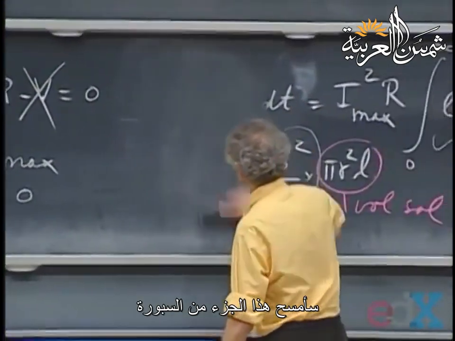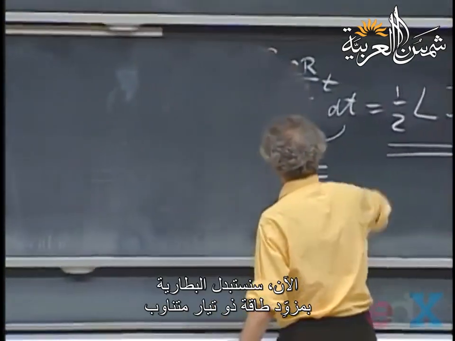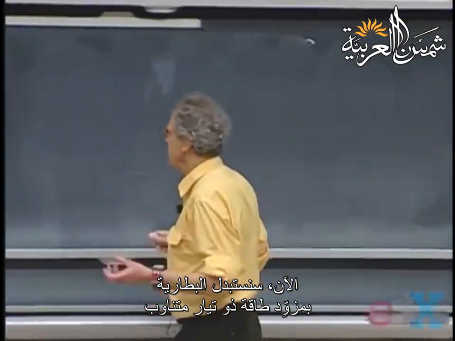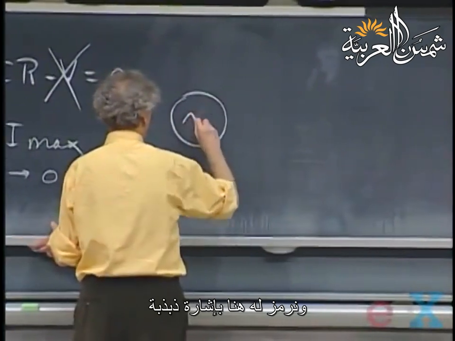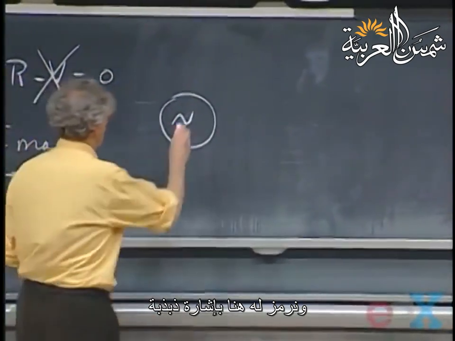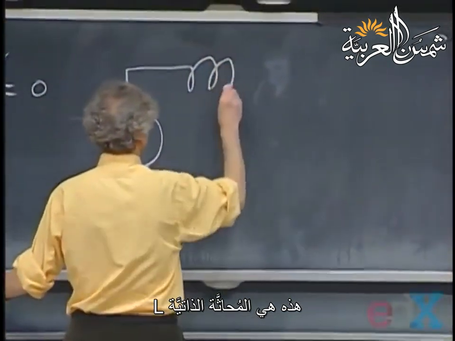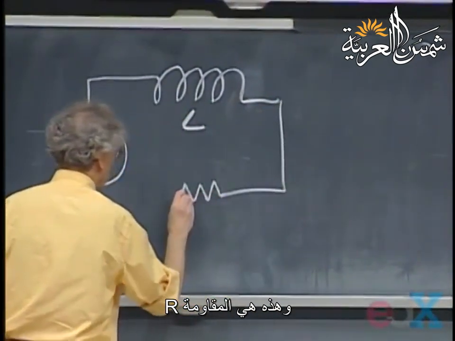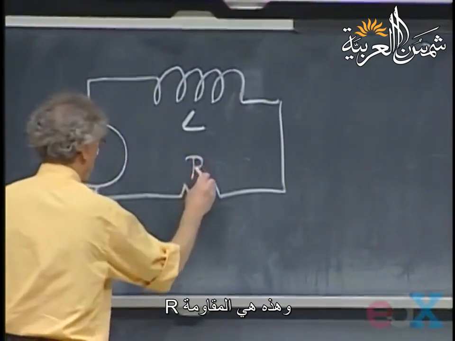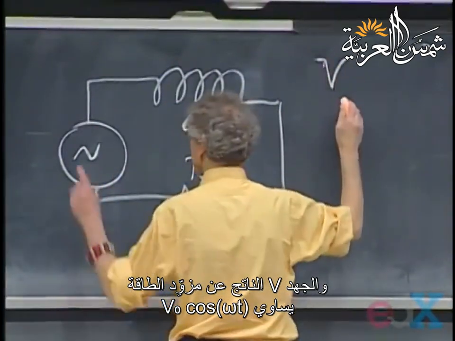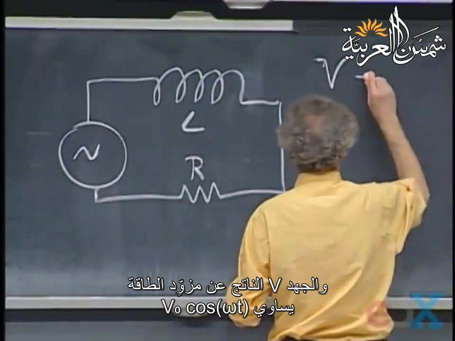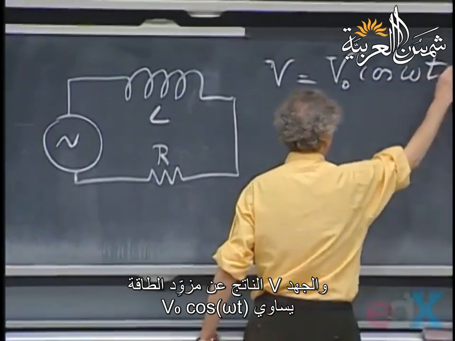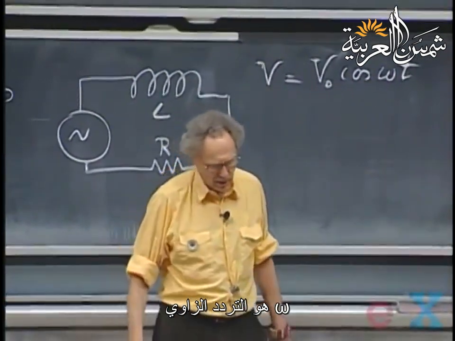So we can do away with this. And so now we replace the battery by an AC power supply, for which we normally put just a wiggle there. And here is the self-inductance, L, and here is the resistor, R. And let the voltage provided by this power supply be V0 times the cosine of omega t, omega being the angular frequency.